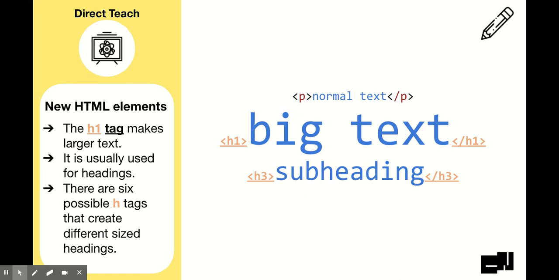And those new things are new HTML elements. So here are some new elements we're learning today. The H1 tag makes larger text, like a heading. It's usually used for headings. There are 6 possible H tags that create different sized headings. So I see H1 creates the biggest text and the H3 creates smaller text. Cool.